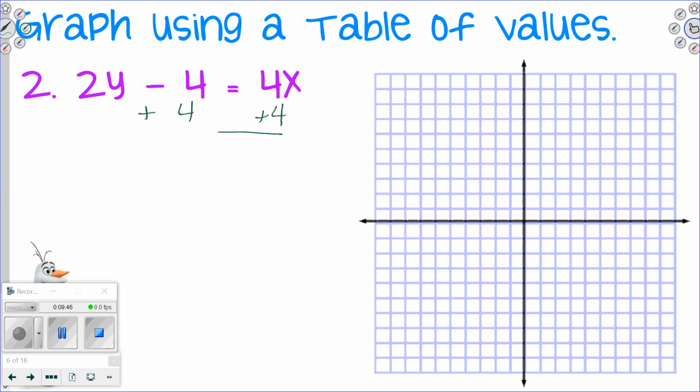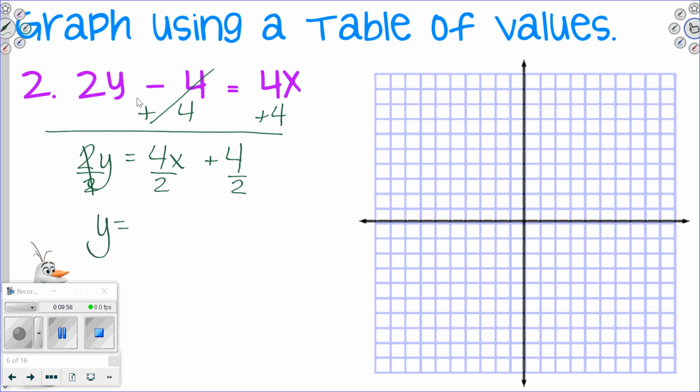Are those like terms over there? Nope. So 2y equals 4x plus 4. And I divide everything by 2. So 4x divided by 2 is 2x, and that would be plus 2. All right, what do I do next?